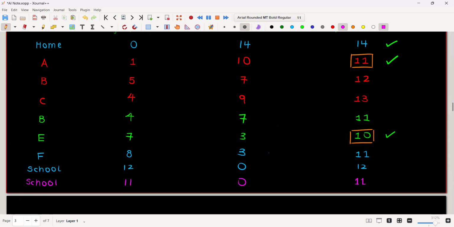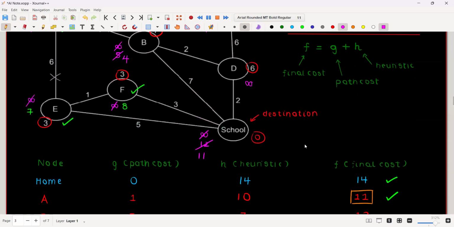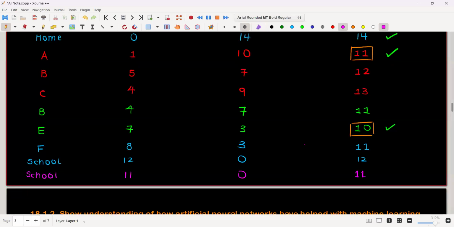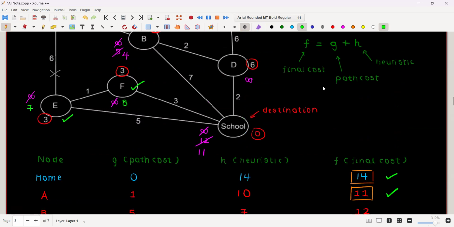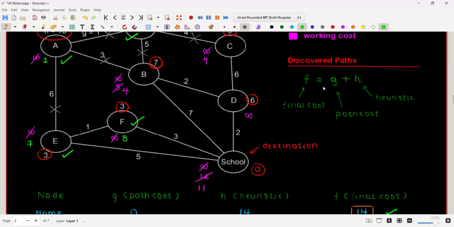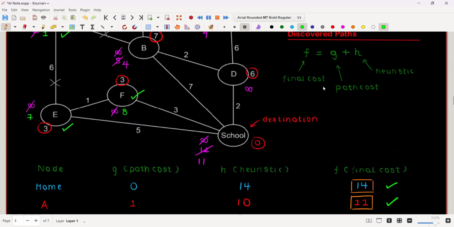So now we have something very interesting. We fully discovered F, so I can tick this off as well. Right, we fully discovered F. And home was also fully discovered, by the way, right? Home was also fully discovered. I'm putting boxes around all the nodes that are fully discovered. And let me also put a tick next to all the nodes that are fully discovered. And school has also been traversed to. But the idea is, have we found the shortest path to school?